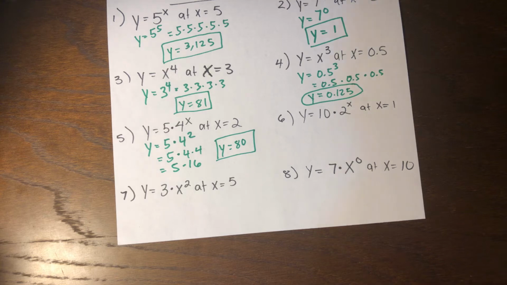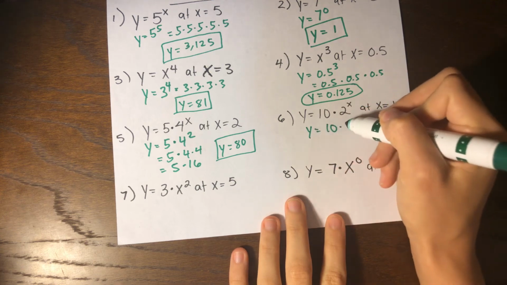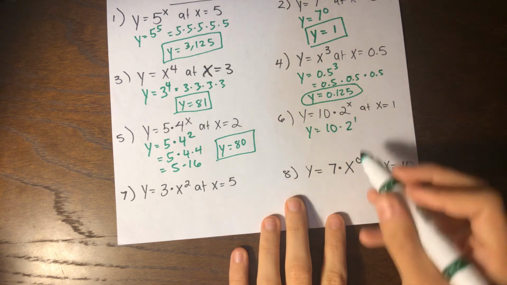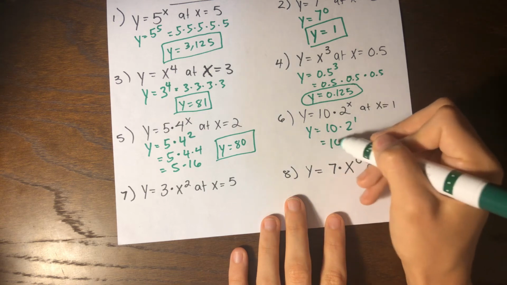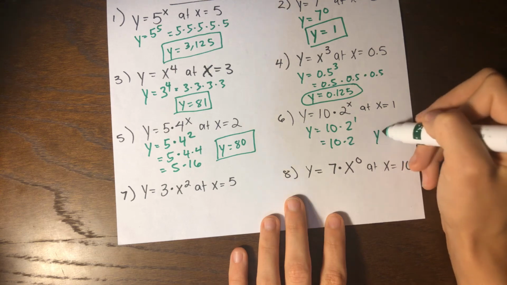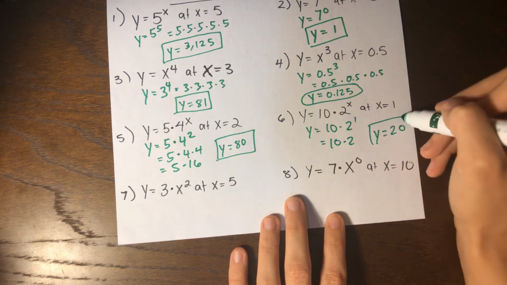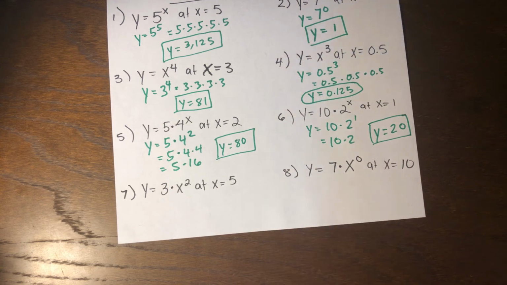Next one, we have y equals 10 times 2 to the x power when x is 1. So we have y equals 10 times 2 to the 1st power. Any number to the 1st power is that number. So we have 10 times 2. So 10 times 2 is 20. So y equals 20. Okay, almost done.